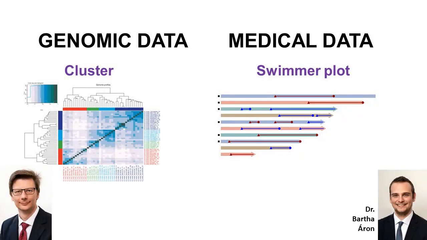A third option for genomic data visualization is clustering. Hierarchical clustering, also known as hierarchical cluster analysis, is an algorithm that groups similar objects into groups called clusters. The endpoint is a set of clusters, where each cluster is distinct from every other cluster, and the objects within a cluster are broadly similar to each other.